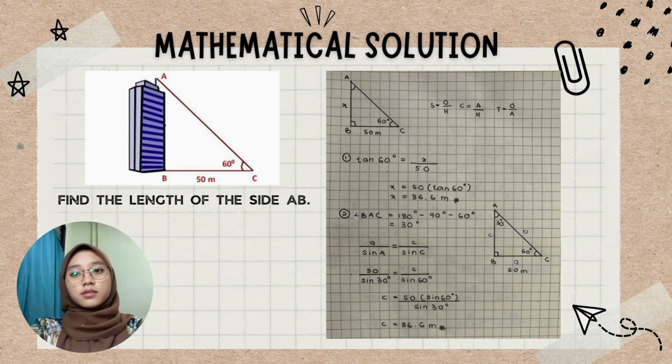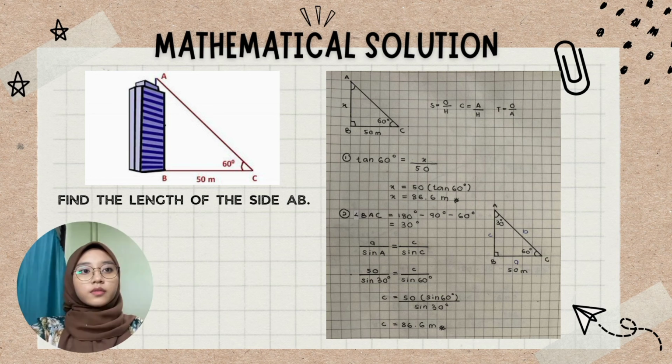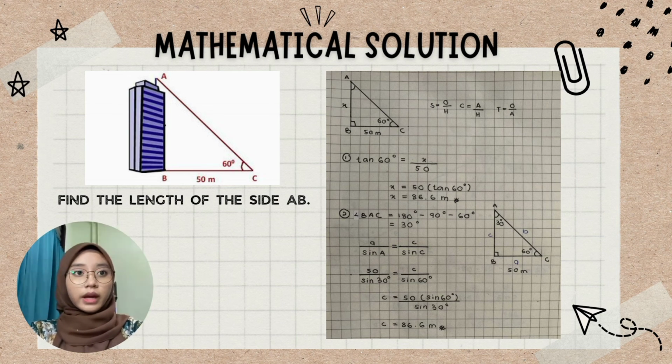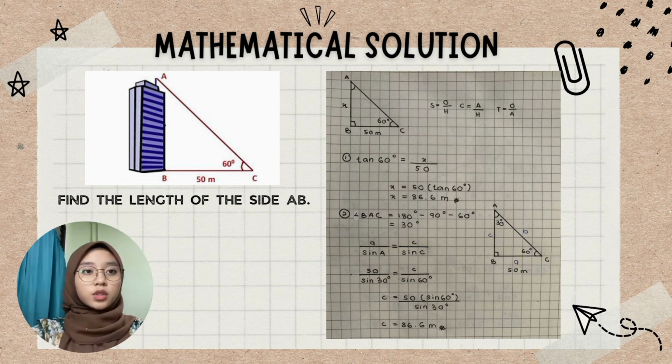So now, let's try some questions. For the first question, we were asked to find the length of the side AB. We have 2 methods here to find the value of x. The first one is by using the very basic formulas of trigonometry, which is sine equal to opposite per hypotenuse, cos equal to adjacent per hypotenuse, and tan equal to opposite per adjacent.